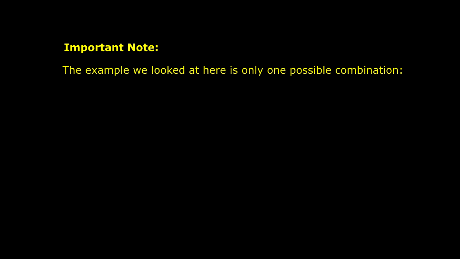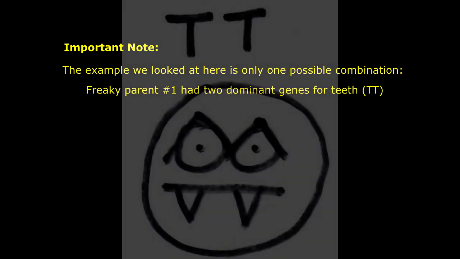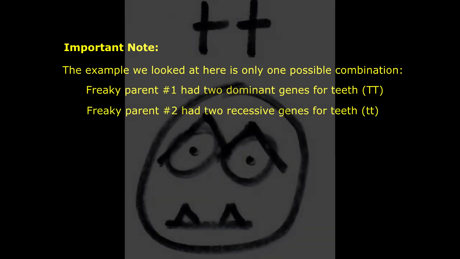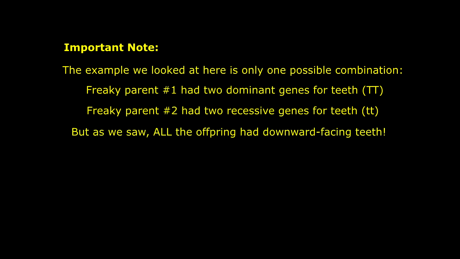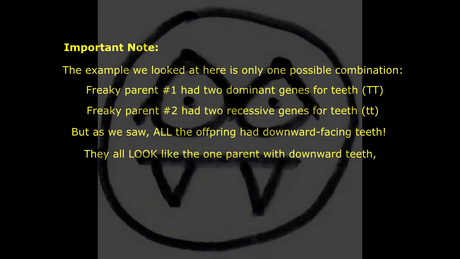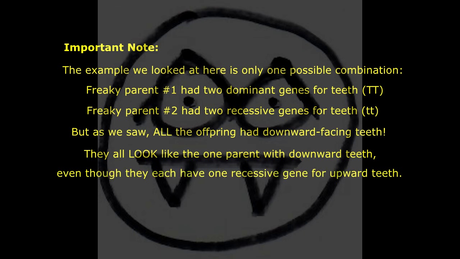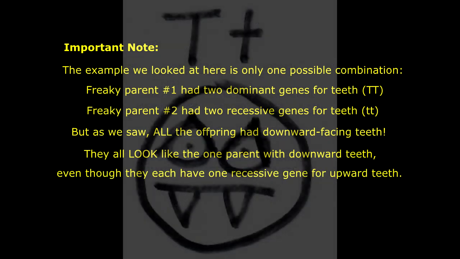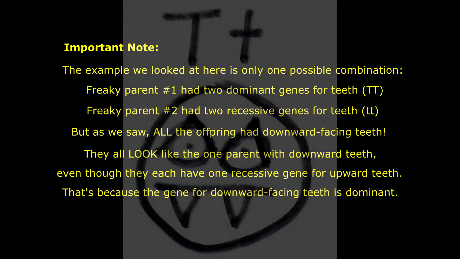Important note. The example we looked at here is only one possible combination. Freaky parent number 1 had 2 dominant genes for teeth. Freaky parent number 2 had 2 recessive genes for teeth. But as we saw, all the offspring had downward-facing teeth. They all look like the one parent with downward teeth, even though they each have one recessive gene for upward teeth. That's because the gene for downward-facing teeth is dominant.